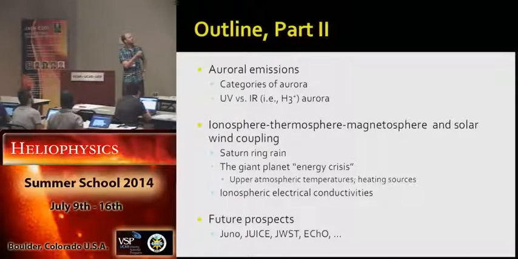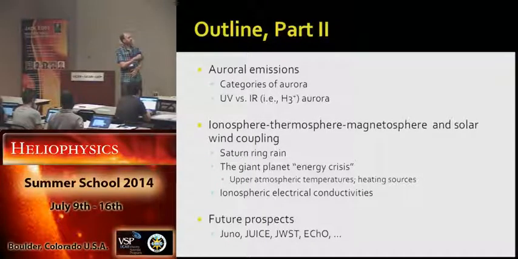Then we'll go into a few examples of ionosphere-thermosphere-magnetosphere, and solar wind coupling. One is this interestingly titled Saturn ring rain, which is a relatively new phenomenon. And then there's something called the giant planet energy crisis, because every discipline needs a crisis so you can generate funding. In particular, the upper atmospheric temperatures that you would predict in the model and in theoretical temperatures just from solar heating are far, far below what is observed, so we need some additional sources of heating.